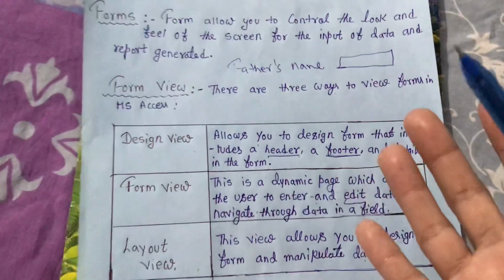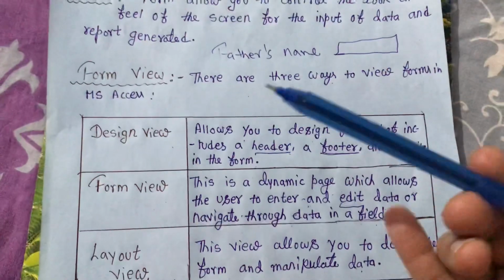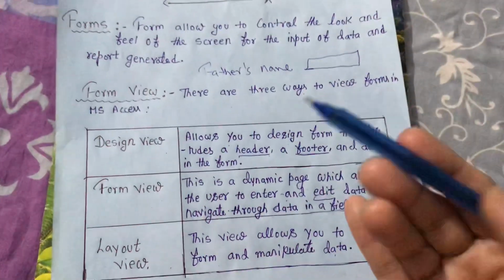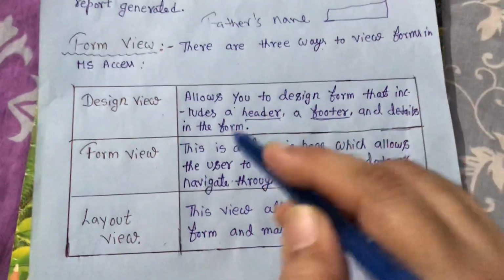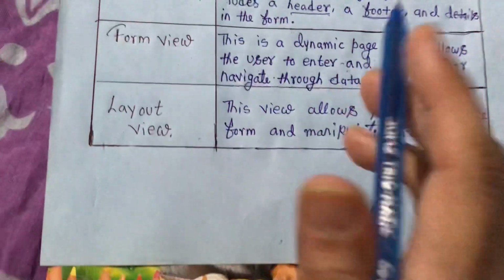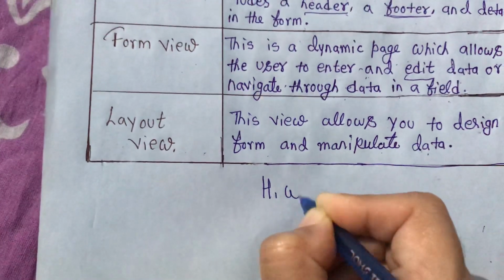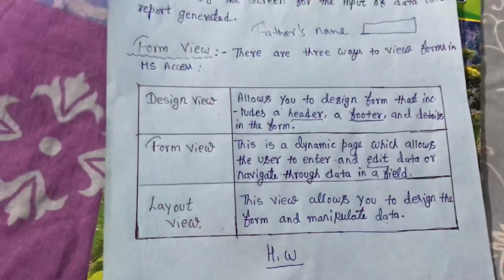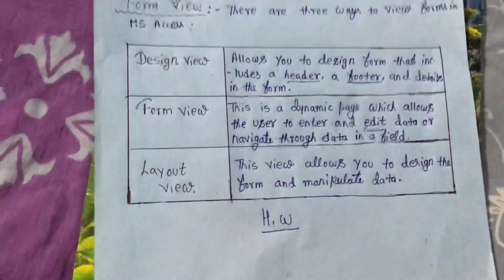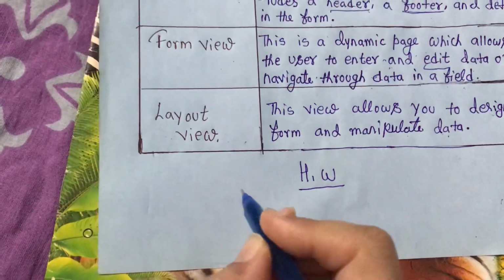In our next lecture, we will see the demonstration, or practical, of how to create a form with the help of MS Access. So write down today's homework. Now I hope you understood today's topic very well. If you have any confusion, then you can ask in your class group. So what is today's homework?